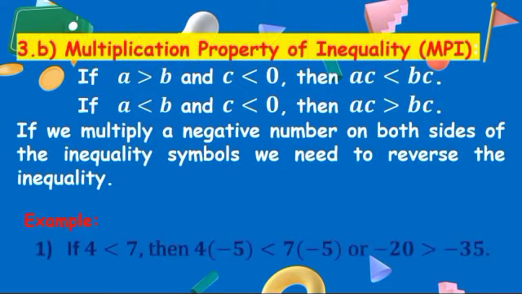But in the multiplication property of inequality, if we multiply a negative number on both sides of the inequality, we need to reverse the inequality symbol. So if A is greater than B and C is less than 0, then A times C is less than B times C. If A is less than B and C is less than 0, then A times C is greater than B times C.